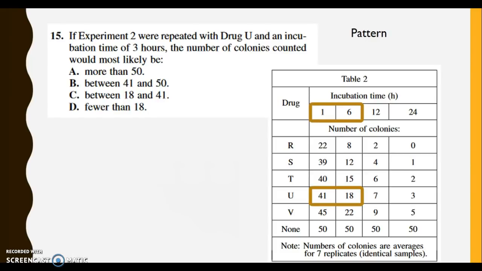So if I come down to drug U, I know that my number should be somewhere in between 41 and 18, which is actually an answer choice that they give us. Sometimes you'll see this question as an actual number for an answer choice. Sometimes you'll see this question as a range. But I see here that I should find an answer between 18 and 41, which is answer choice C.